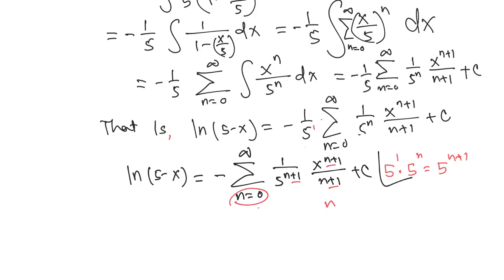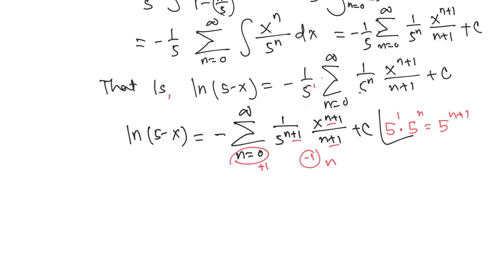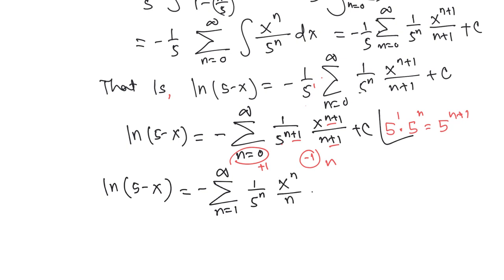So subtract 1, and we need to add 1. In each n plus 1, we subtract 1 and add 1. That way we just have to write x^n and 5 raised to n, and we can start from n equals 1. It's not needed, but this makes our series look better. So ln(5 − x) is in fact negative the sum from n equals 1 through infinity of 1 over 5 raised to n, x^n over n, plus c.